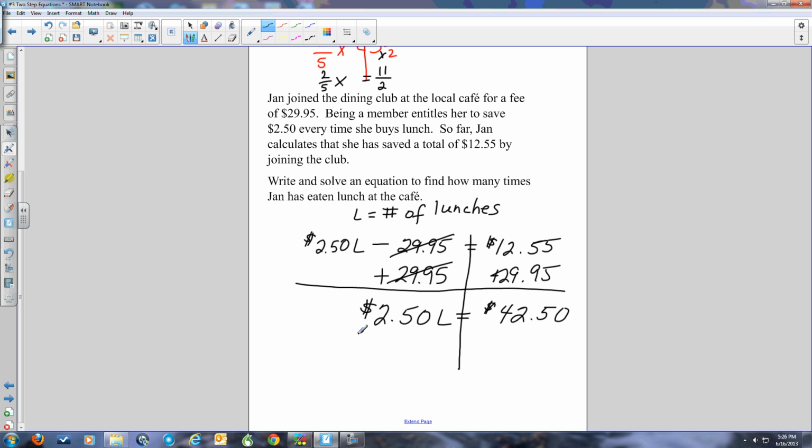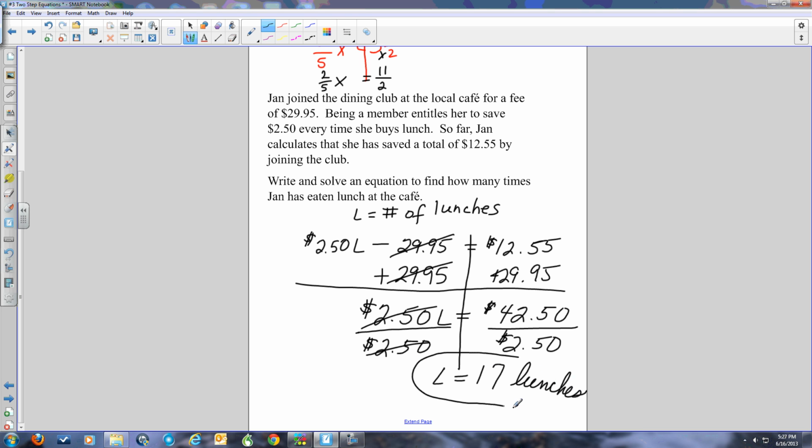So let's get L by itself. The way we do that is to divide each side by $2.50. So the 250s cancel, and we're left with L equals $42.50 divided by $2.50, which is 17. So Jan has had 17 lunches at the cafe if she has saved a total of $12.55 by joining the club.